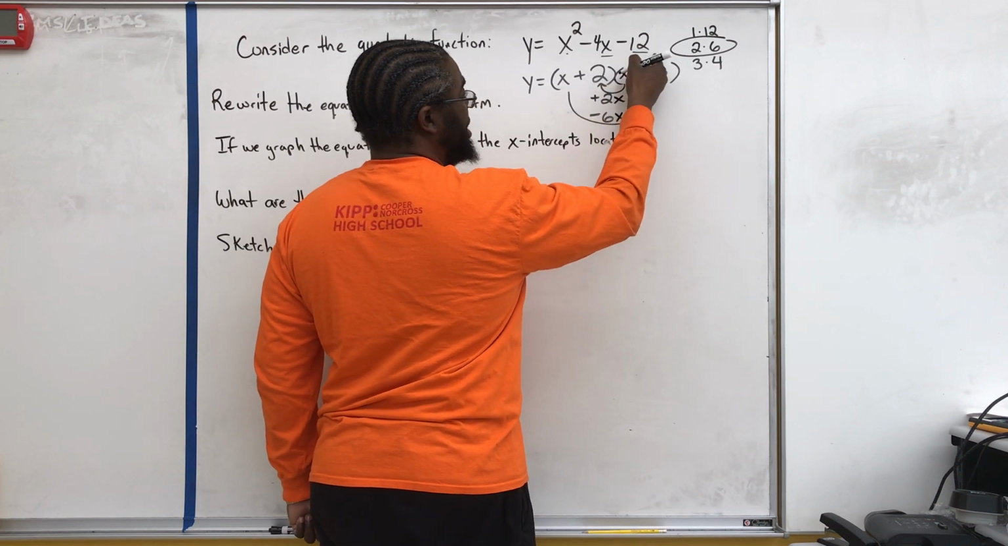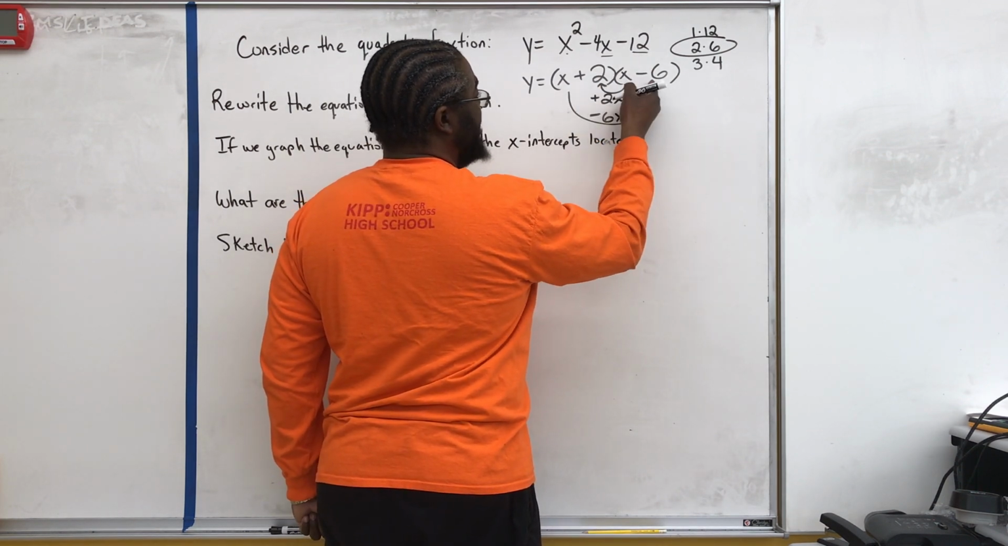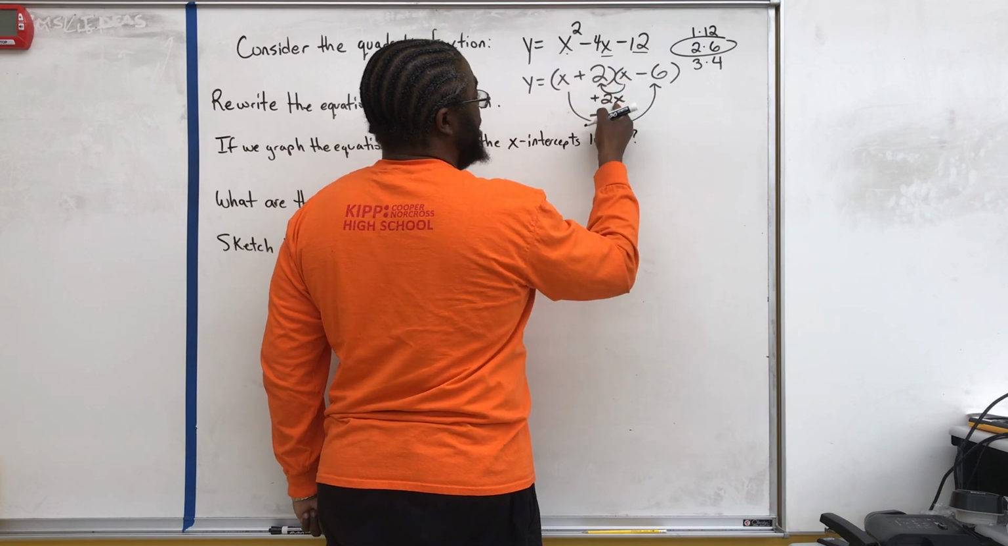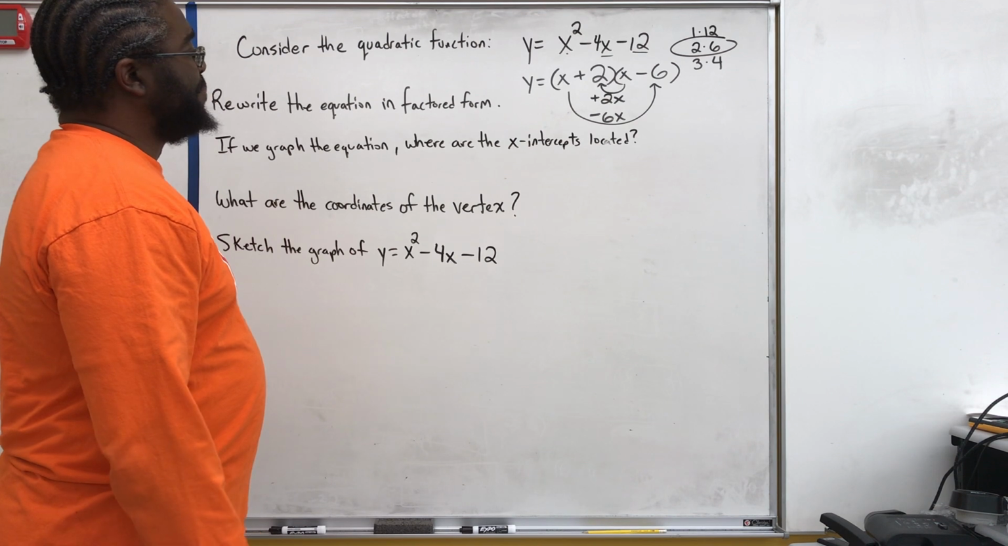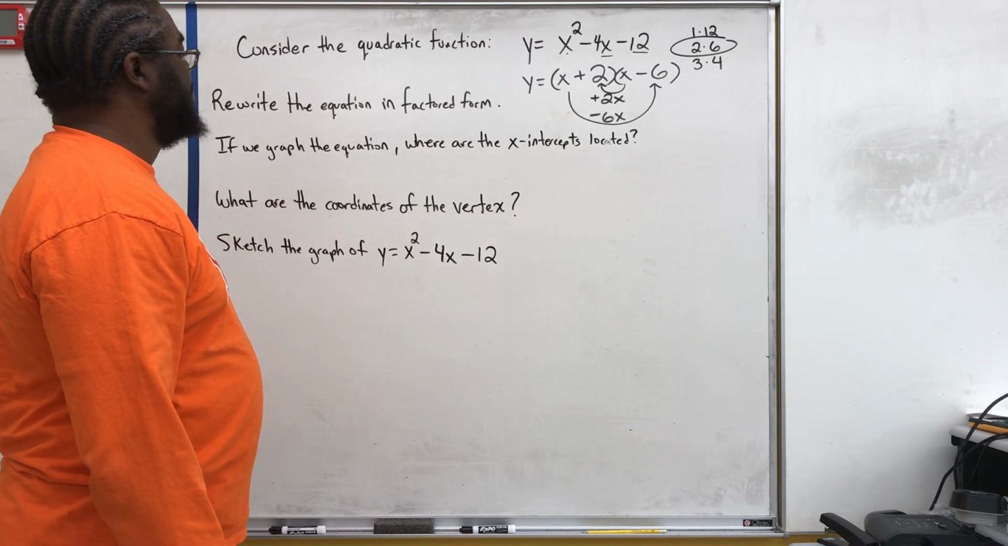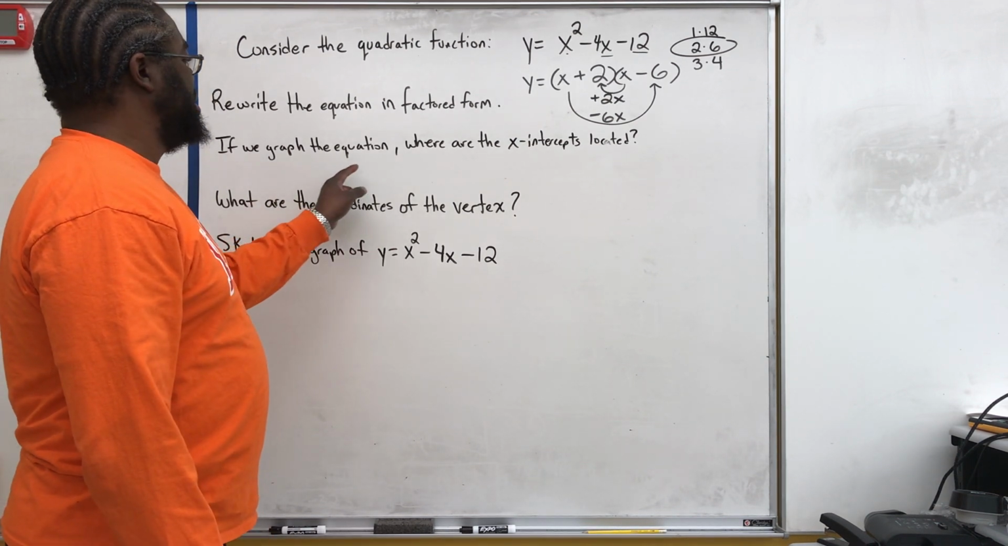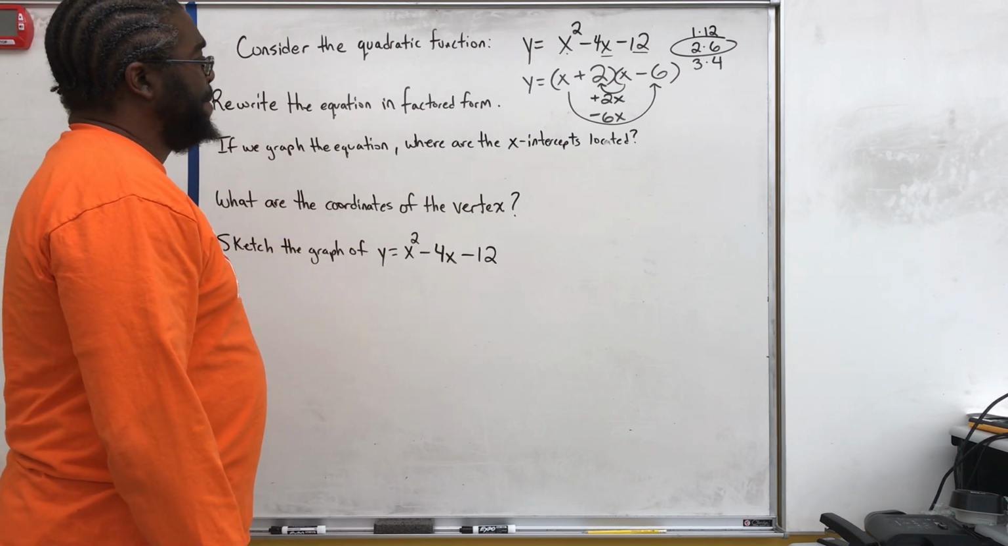Let's check to make sure this is right. 2 times negative 6 is negative 12. Inners and outers add up to the middle. This looks right. So those are my factors. They then asked me to find my x-intercepts.